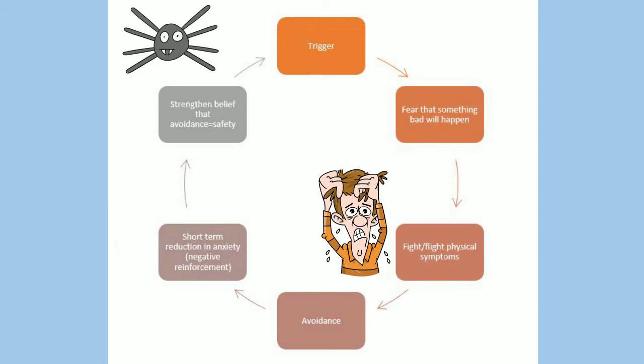The next step of the cycle is what we call negative reinforcement. If you avoid something that causes you anxiety or that you don't want to do, the immediate feeling you have will be positive, be that relief, happiness, or a reduction in anxiety.